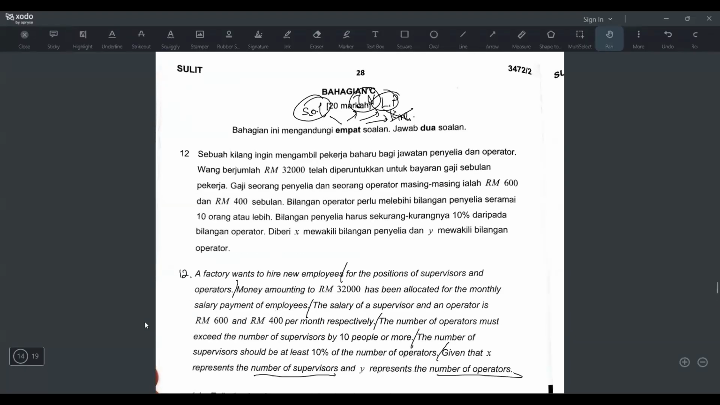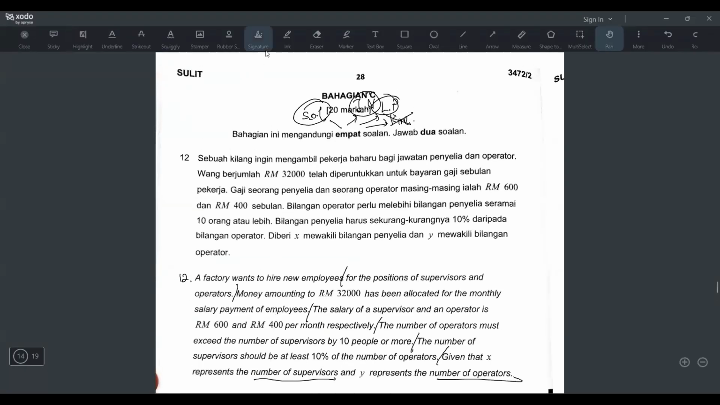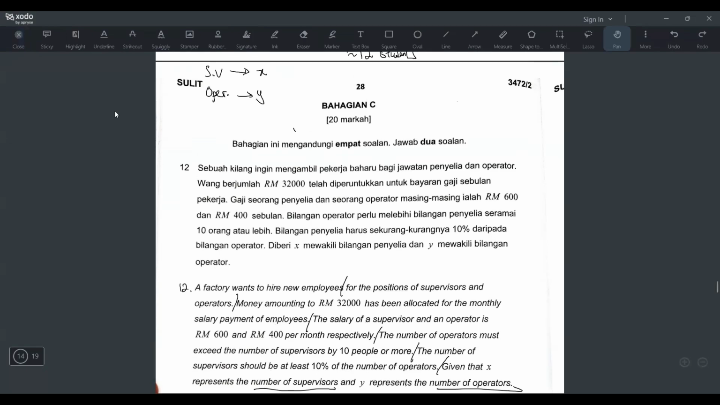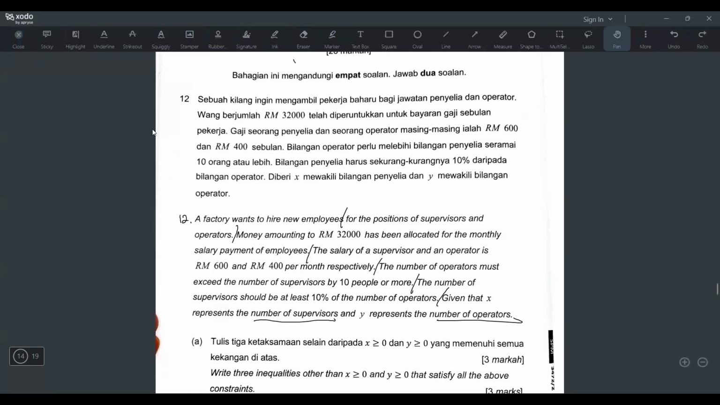Okay, I'll do it up here. So now we know what the XY represents. Let me erase this. We have X, which represents the number of supervisor, so I'll just write supervisor. And the other one is operator. So supervisor, we have X. Operator, we have Y. And the XY represents number, so bilangan. Okay, and now we can read again the whole question.